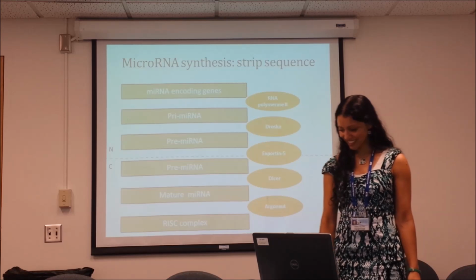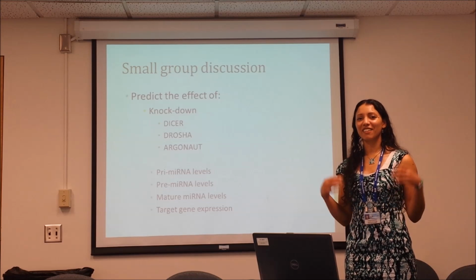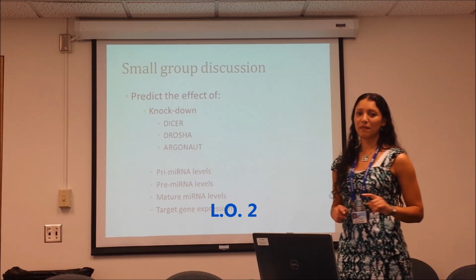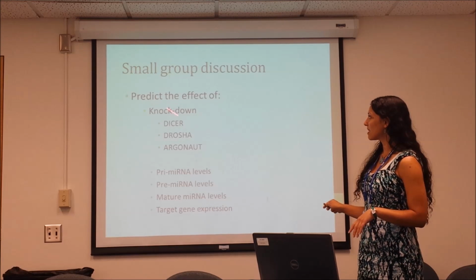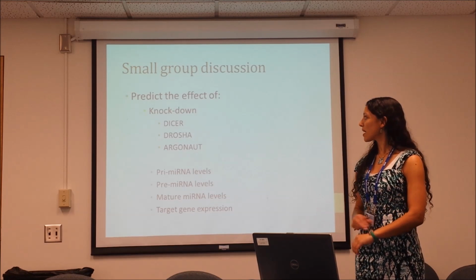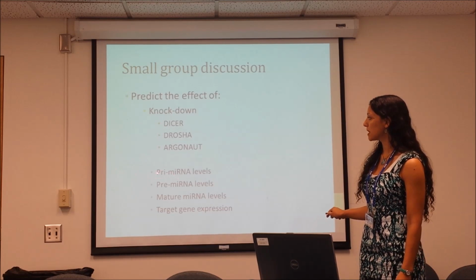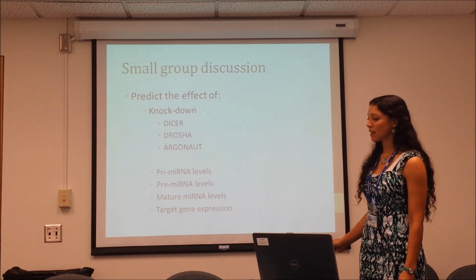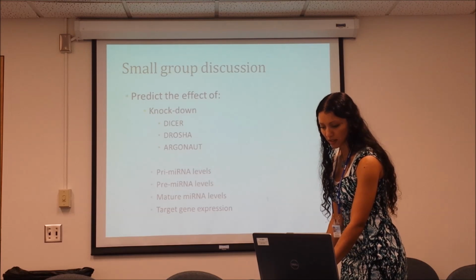Good, guys. All right. Now that we know the pathway, we're going to go into a second activity in which we're going to think about what happens if any of these enzymes is absent from the cell. We're going to work in groups and predict the effect of knocking down Dicer, Drosha, or Argonaute. What happens to the levels of all these different things? One would be the primary microRNA levels, the other the pre-microRNA levels, the mature microRNA levels, and what will happen ultimately with the genes that these microRNAs target.